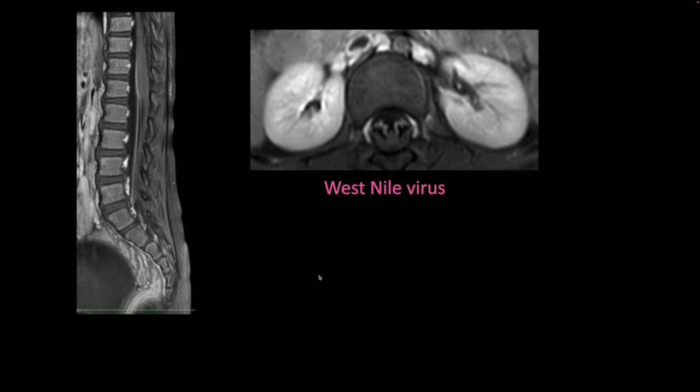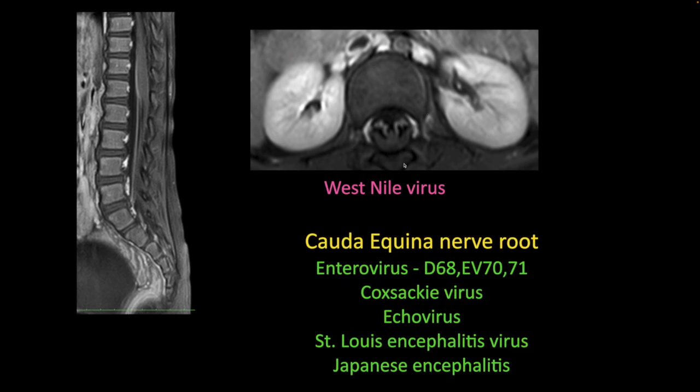Polio, parechovirus, West Nile virus, Japanese encephalitis can also cause predominant ventral cord involvement. Cauda equina nerve root involvement can also be seen in viral conditions. West Nile virus over here, we have inflammation and enhancement of the ventral aspects of the cauda equina nerve roots, better demonstrated on the axial sections. Again, other viral organisms can cause cauda equina nerve root inflammation. Listed out here, enterovirus, coxsackievirus, echovirus, more common than the others.